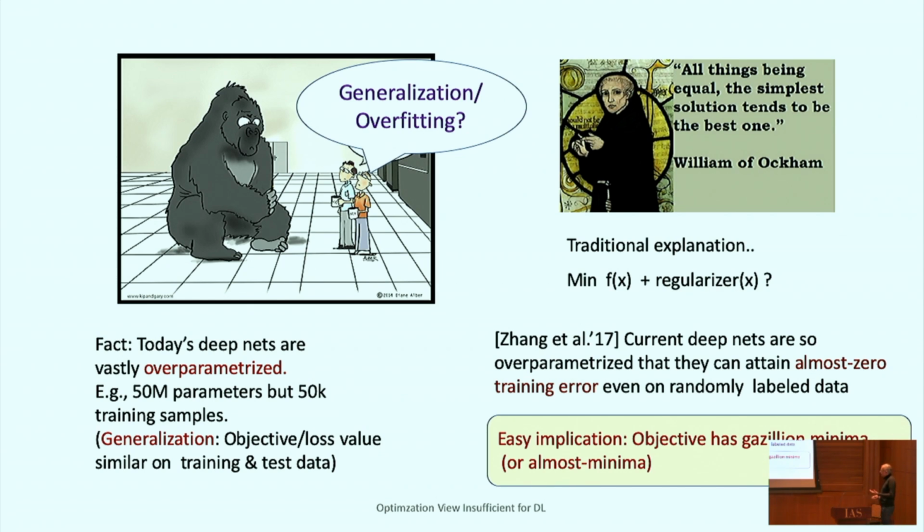And another easy implication is that, by a simple change of this experiment, you can also check that the objective has a gazillion minima, because you can take your data and add some randomly labeled data, and you can still fit that. Okay, so that shows you that there's just a combinatorially large number, gazillions, of minima, or almost minima. Okay, so that's really at the root of what I'm talking about.